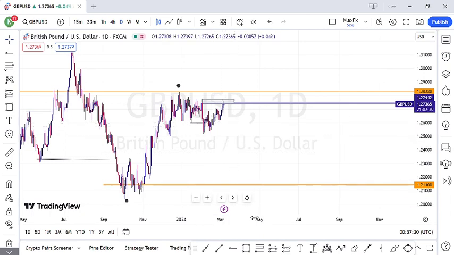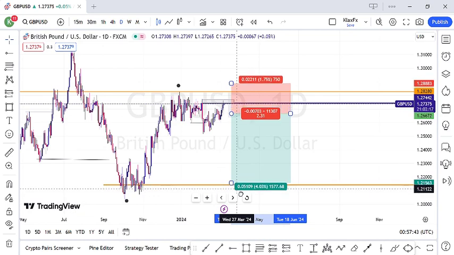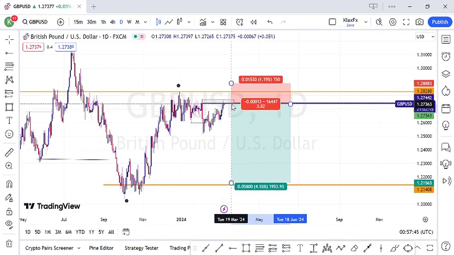So what I'm looking at is to take a trade. My trade setup is going to be like this: short position from here back to, and then you target the external range. So this is like a swing trade.